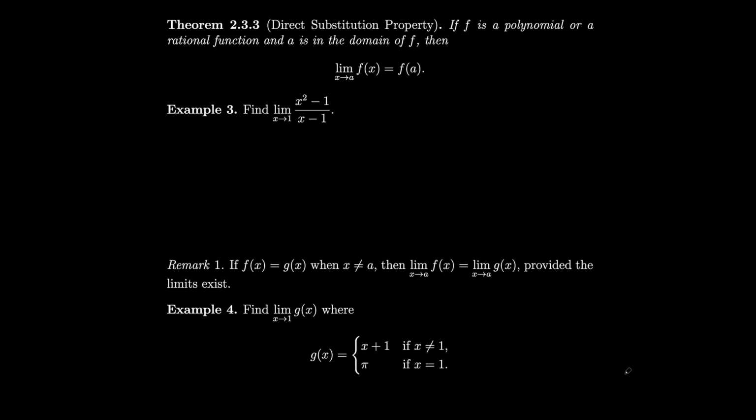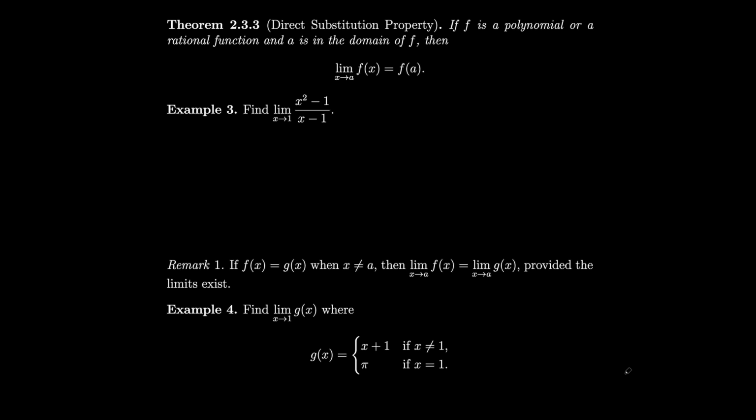Next up is our direct substitution property. If f is a polynomial or rational function and a is in the domain, then the limit as x approaches a of f of x equals f of a. That should make sense because polynomials are just sums or differences of our power functions, which we just said we could plug into, assuming that you can also pull out constants. So it makes sense that you should be able to just directly evaluate these. Later on, we're going to see that this property is actually called continuity at a point a.